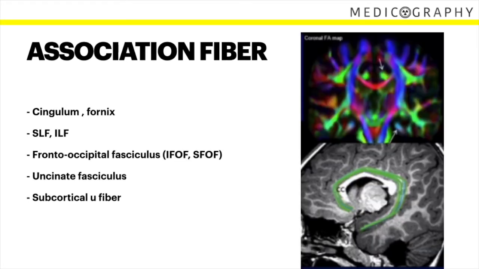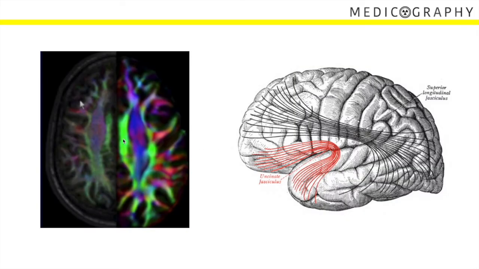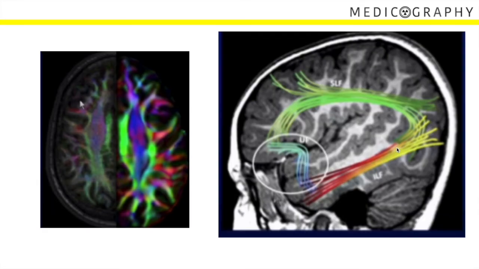Remember again that the association fibers run backward and forward in the same hemisphere, so they are green in color. Look at this here, the green fiber represents the cingulum. Here is the cingulum, the green. And another association fiber, this is the uncinate fasciculus, this is the SLF. The ILF runs inferiorly. You can see it here, the SLF, the uncinate fiber, and the ILF.